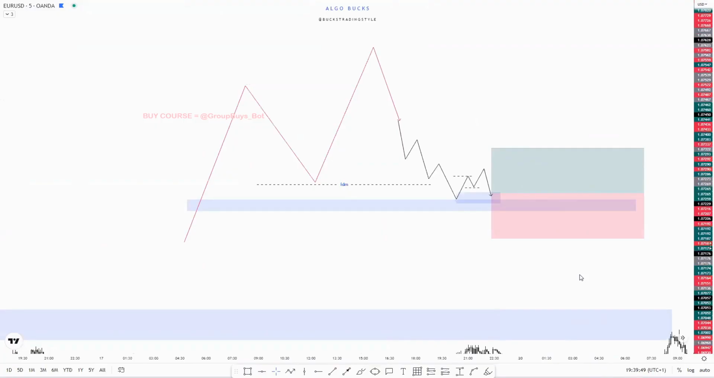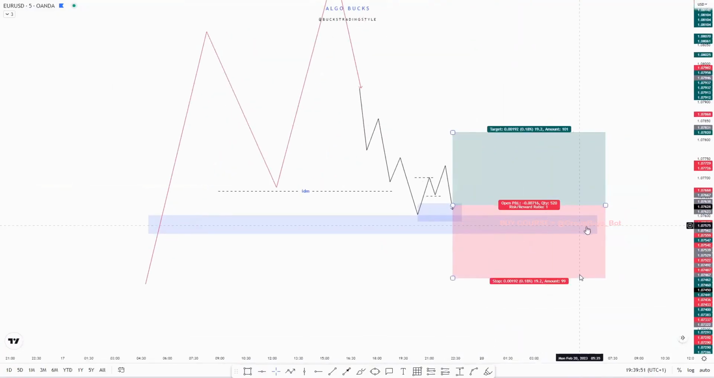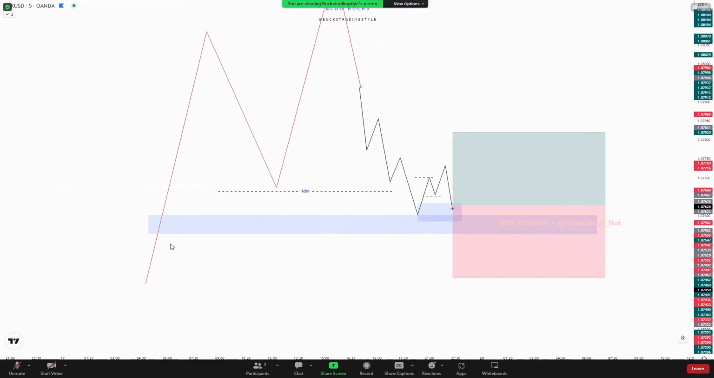So for this one, after you've taken your trade right here, where should your stop loss be? Your stop loss should always be at the bottom of the rejection candle that's forming. This is the rejection candle. Let me draw it out so you understand better.